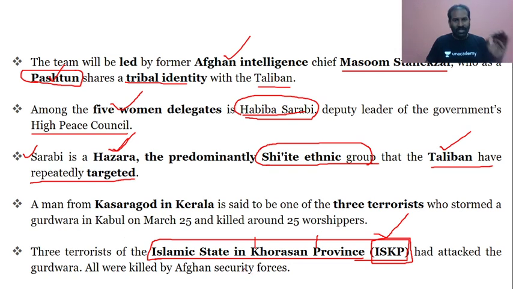In that regard, when you are able to write in the mains at least one or two or three lines about the attacks on the Afghan minority communities by the Taliban and then ISKP, then you have a solid two to three lines which you can put forward in your answer in the mains.